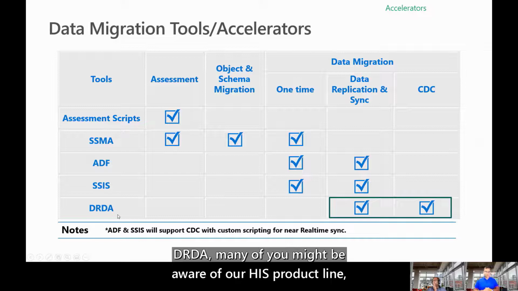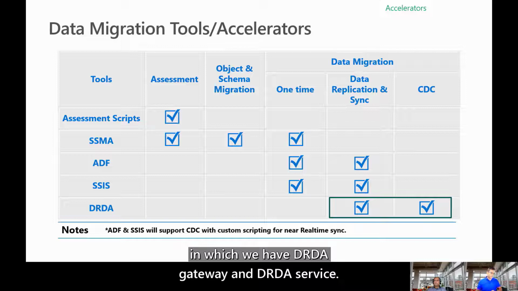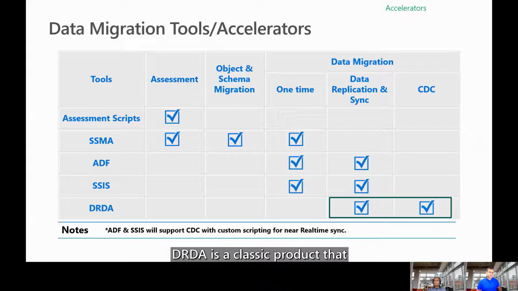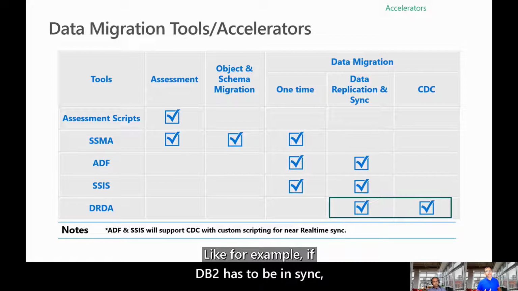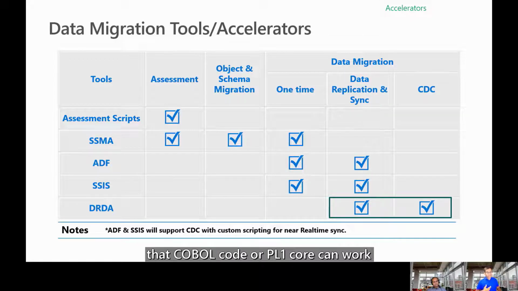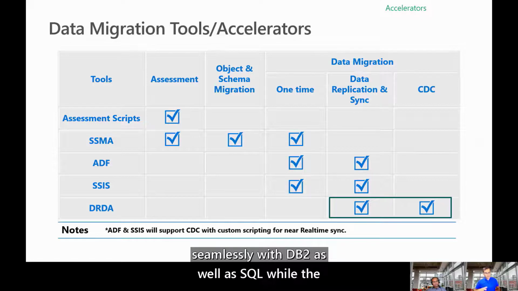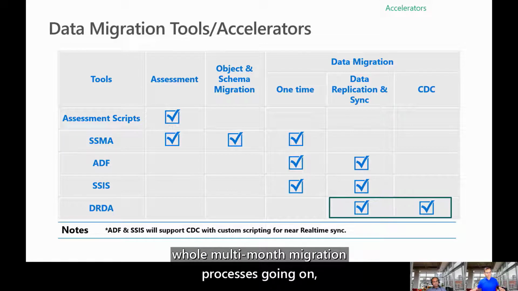DRDA, many of you might be aware of our HIS product line, in which we have DRDA Gateway and DRDA Service. DRDA is a classic product that helps us introduce the coexistence model. For example, if DB2 has to be in sync, there has to be a package level binding invoked so that COBOL code or PL/1 code can work seamlessly with DB2 as well as SQL while the whole multi-month migration process is going on. DRDA is very instrumental to enable that scenario.